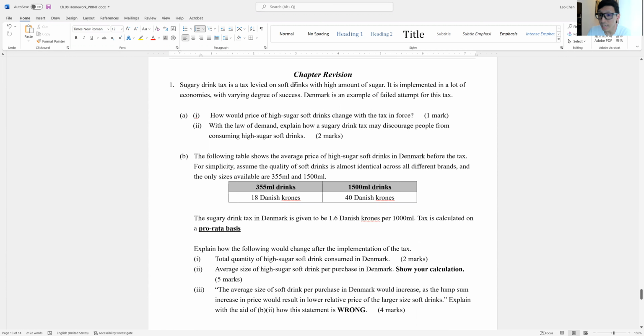Now, actually, you will see, Denmark used to have sugary drink tax, but I think it was abolished in 2012 or 13. 唔記得2013就取消咗啦，冇咗肥仔税啦，好冇？好啦，Now here, how would price of a sugar drink change with a tax in force? 收税梗係貴咗啦，係咪啊？Then I ask you, if the law of demand. Explain how a sugary drink tax may discourage people from consuming the high sugar drinks. Okay, this one is very easy, right?